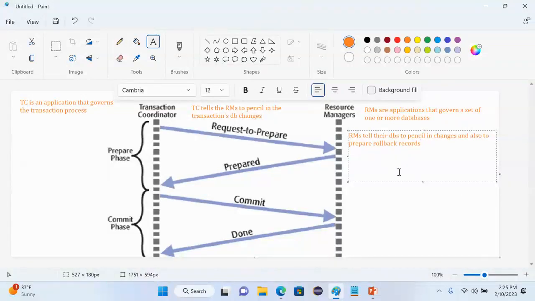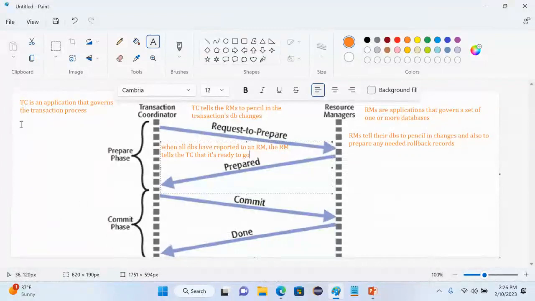Any needed rollback records. So when all DBs have reported to an RM, the RM tells the TC that it's ready to go. Okay. So the resource manager waits for all of its databases to confirm that they've done this. When they've all done it, the resource manager says, I don't know about the other resource managers, but my guys are ready to do this transaction.